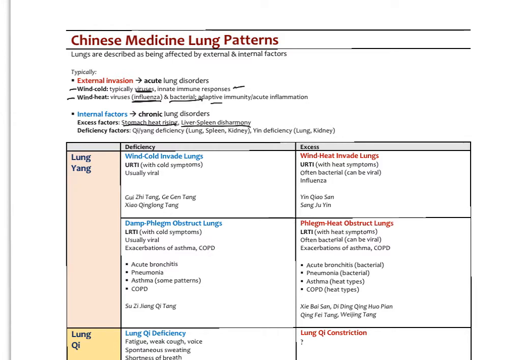And then deficiency factors: qi and yang deficiency of the lungs, which, based on the physiology lecture I just gave on the lungs, you might say relates to thyroid metabolism to some degree. That is lung qi. So we can look at hypothyroid disorders there. Then pancreatic insufficiency. Again, in Chinese medicine, when we say spleen, we often are talking about the biomedical pancreas and its activity in terms of digestive enzymes and so forth.